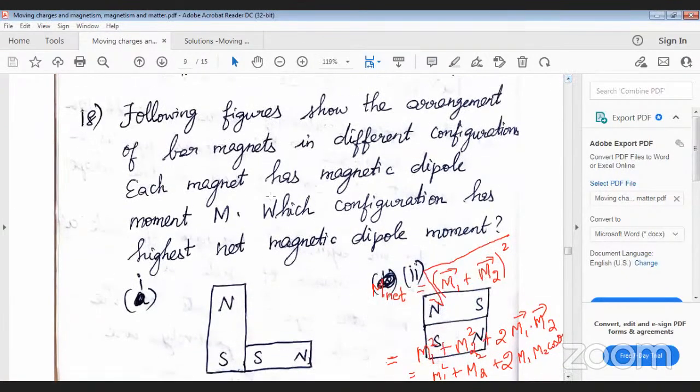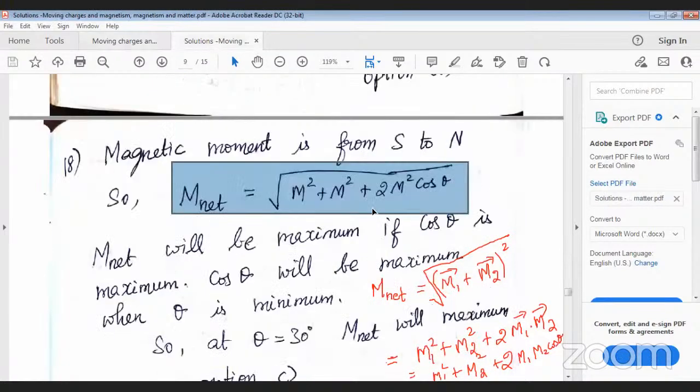They are telling that each magnet has the magnetic dipole moment, capital M. So the two bar magnets have the same magnetic moment, capital M. So in this formula, m net equal to root of m1 plus m2 the whole square, we can take m1 equal to m2 equal to m. So that's why we are getting this equation: m squared plus m squared plus 2m squared cos theta.